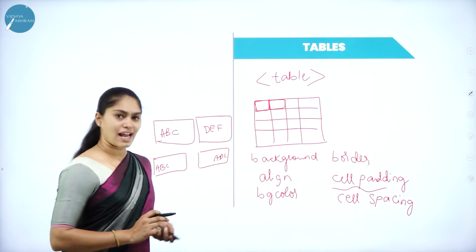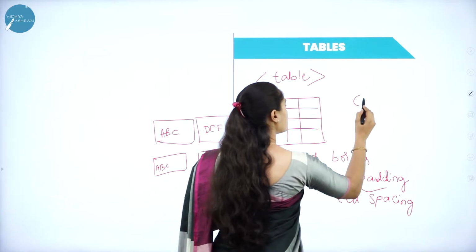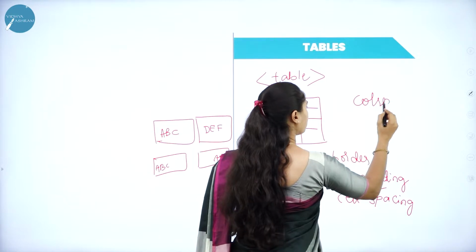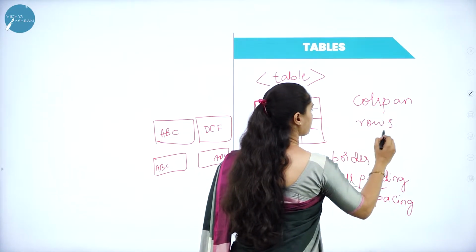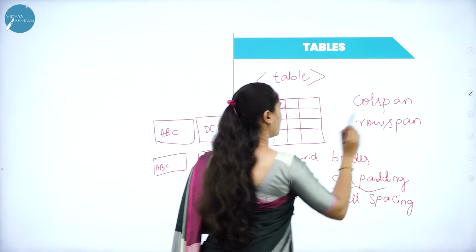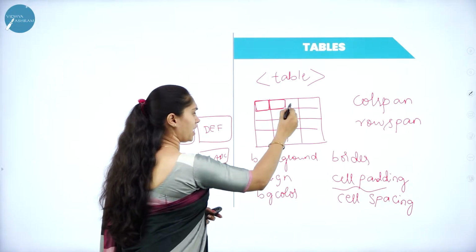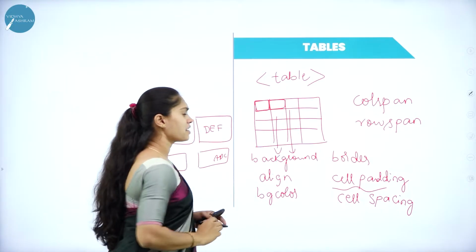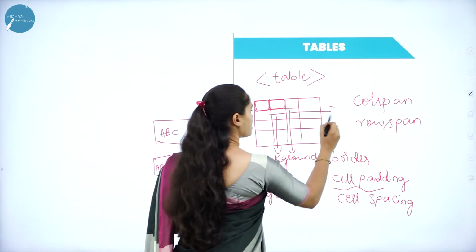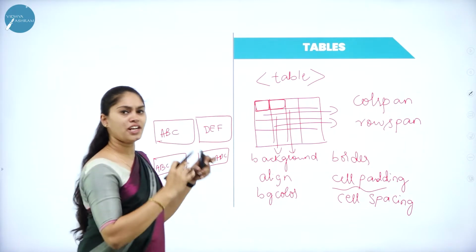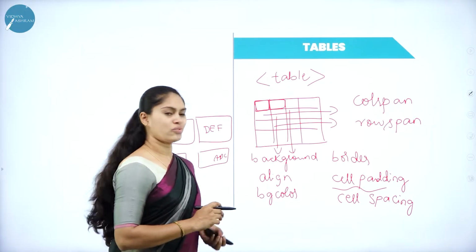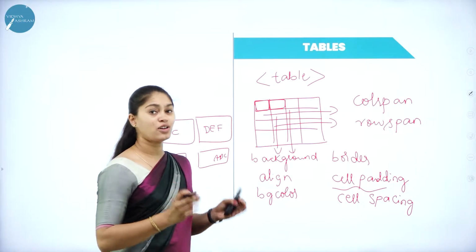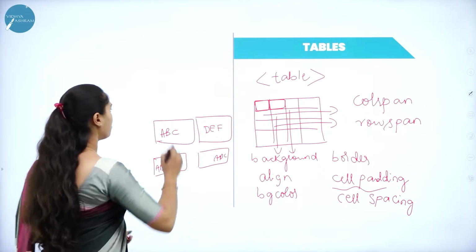And I can also use column span as well as row span. For that we use colspan and rowspan. Already we know these are the columns, and this will be considered as rows. If I want to merge the columns or merge the rows, I have to go with column span as well as row span. Let me tell you one example here.